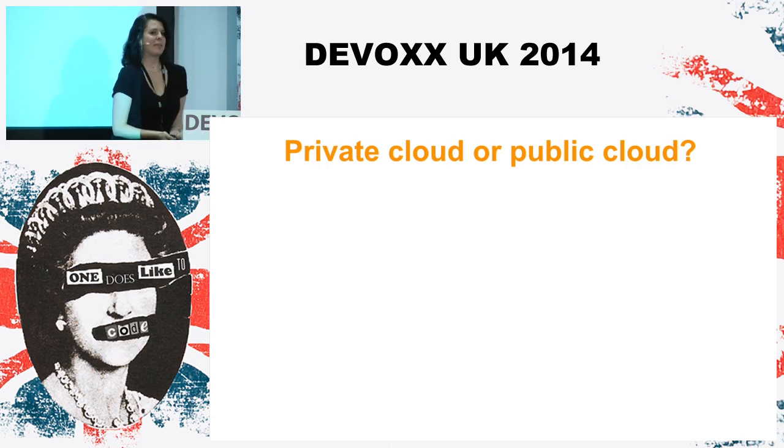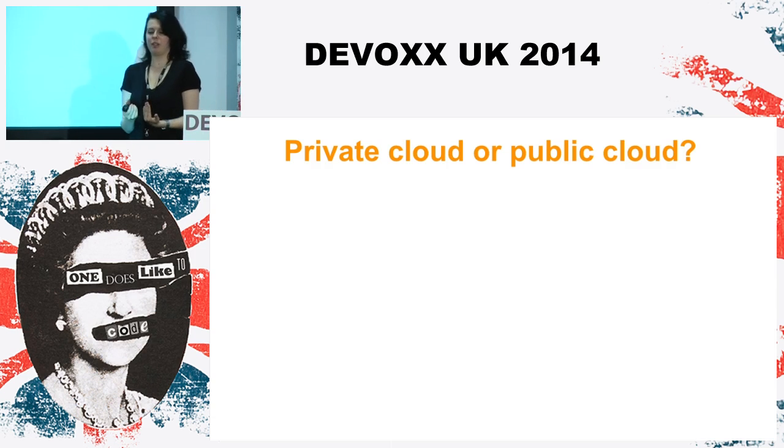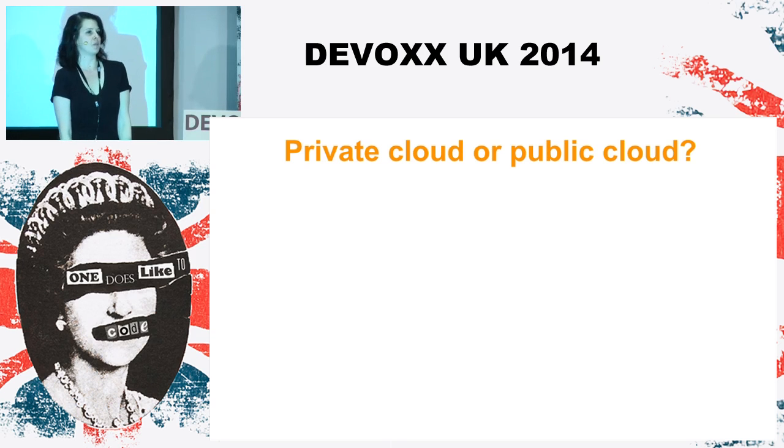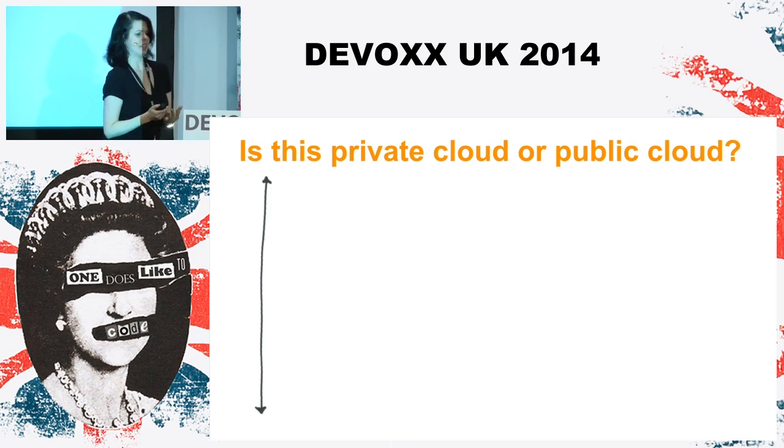Part of the reason it depends is that our definitions of private cloud and public cloud are actually pretty variable. So one person will tell you, you've got to use private cloud, and the other person will say, you've got to use public cloud. And they may actually be talking about the exact same model, but the language is a little bit different. So we've got this sort of spectrum of privacy.